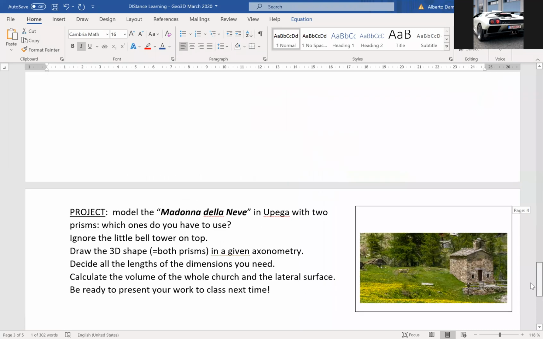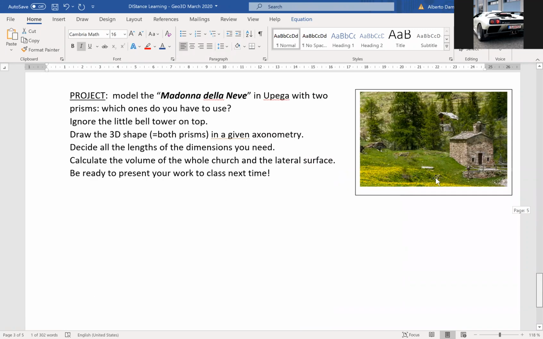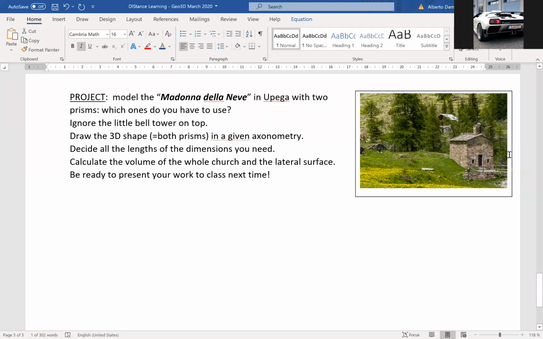I'll let you work as homework and then as a project if you want. I will be more than happy to correct. I will give you an assignment on ManageBack that is not mandatory, but if you want, you can definitely work on this little project and model the other nice piece of architecture that we have in Upera, which is the Church Madonna della Neve, the Lady of the Snow. And you can model it using prisms.